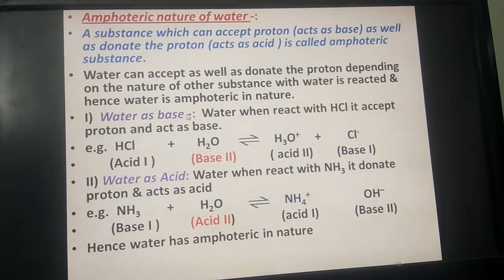How does this water act as a base? Suppose water is a base, and according to the Bronsted-Lowry theory, the base is the substance which accepts the proton. Here, water when reacts with HCl, it accepts the proton and acts as a base. या ठिकाणी वॉटरची अभिक्रिया कोणाबरोबर केली? HCl बरोबर, आणि मग HCl मधून एक हायड्रोजन कोण घेतो? वॉटर, and it becomes H3O+, and therefore water is a base because what? It accepts the proton.